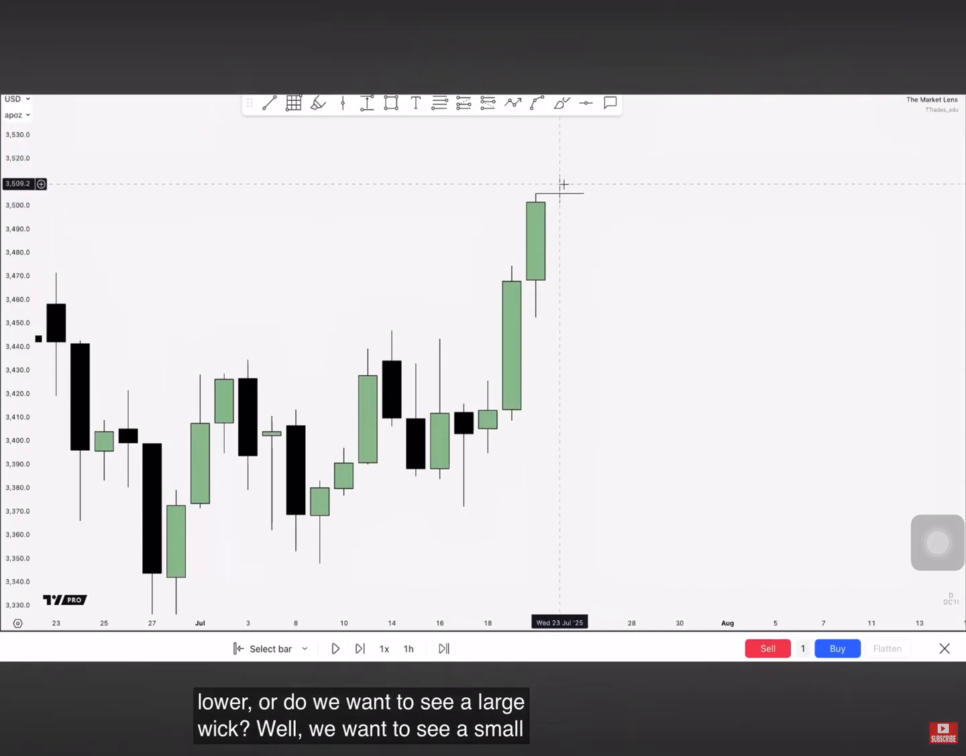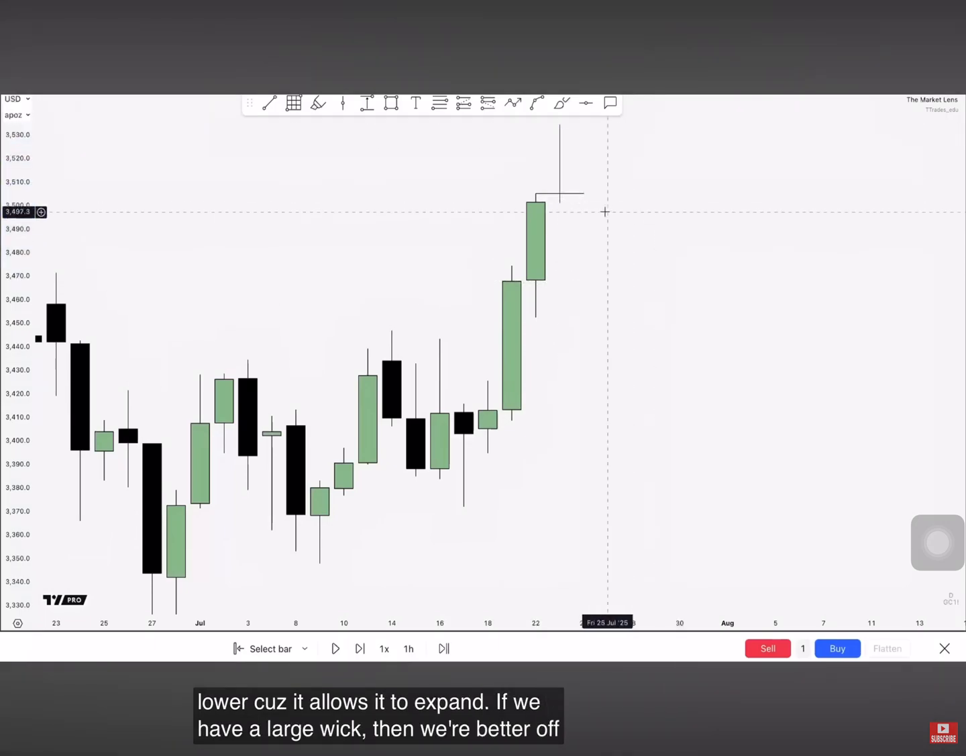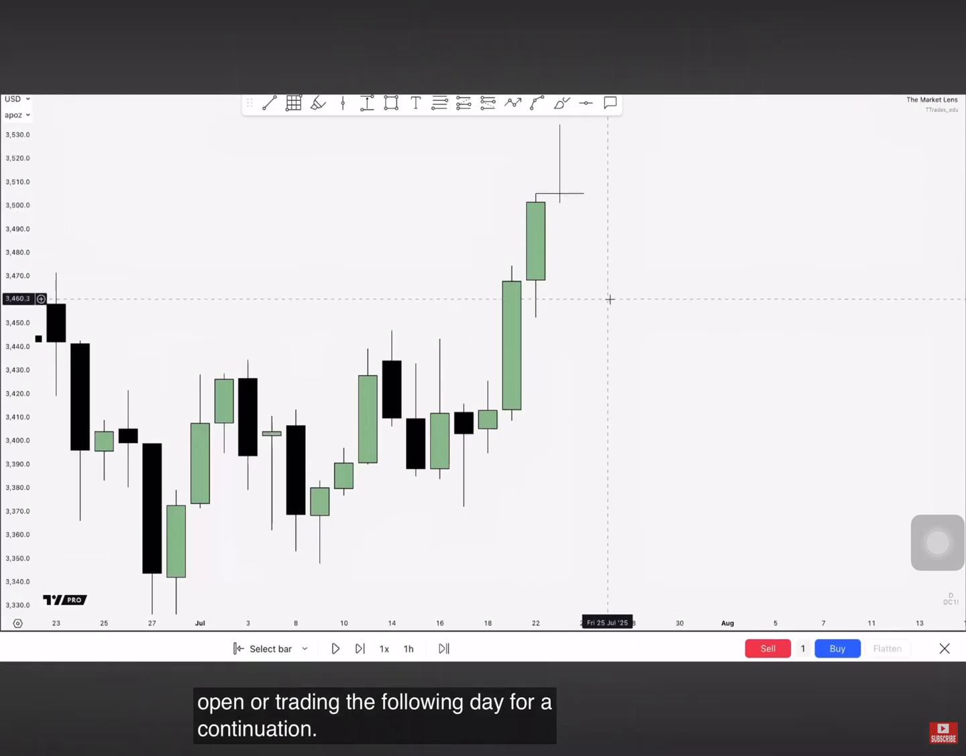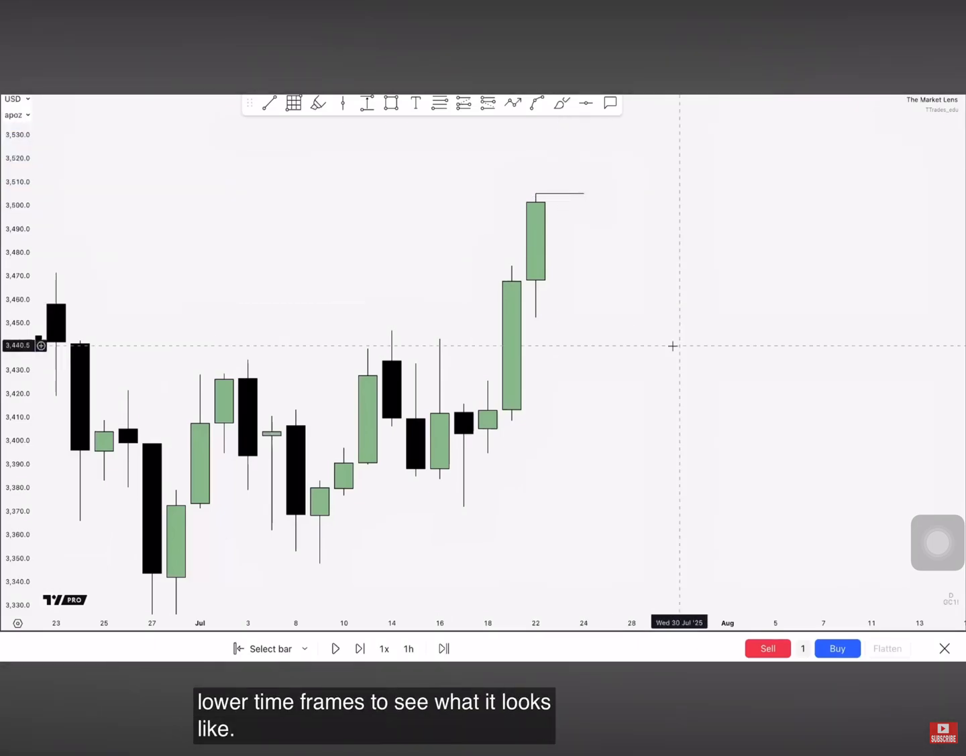Well, we want to see a small wick if we're going to actually trade that lower because it allows it to expand. If we have a large wick, then we're better off either looking back towards the daily open or trading the following day for a continuation. Let's drop down to the lower time frames to see what it looks like.